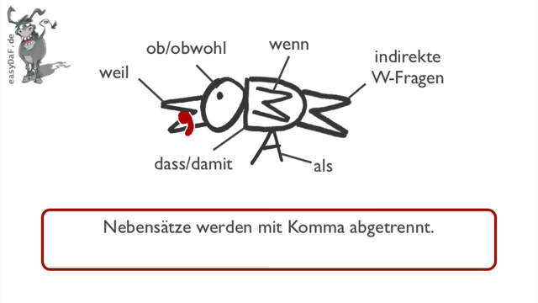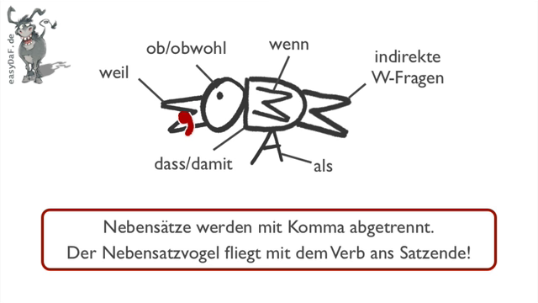And the next rule we're gonna learn by telling a little story, a very short micro story. Der Nebensatzvogel fliegt mit dem Verb ans Satzende, which means the subordinate clause bird, or you might just call it subordinate bird, flies with the verb to the end of the subordinate clause. So really try to imagine this scene. The little guy picks up the verb with its beak and flies to the end of the sentence. This is a very, very important rule you have to remember. The verb is at the end of subordinate clauses.